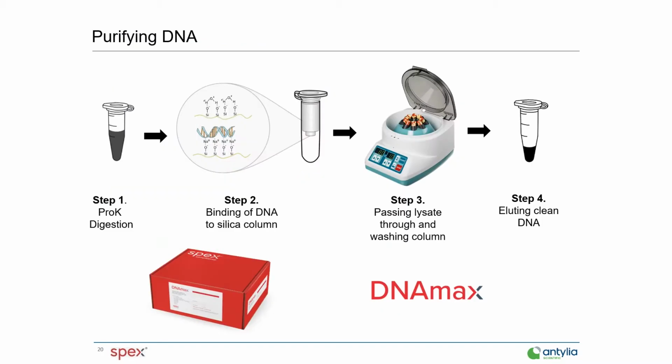For something like purifying DNA, you are first going to do some digestion, and in this case, something like Pro-K digestion. Then you are going to have to separate out your DNA from the rest of the cell material, and in many cases that means binding it to some type of column. Then you're going to pass the lysate through and you're going to wash your sample, and then you're going to elute off your clean DNA. You can do this individually, or you can buy kits like our SPEX DNAmax kit, which has all of the components in and the spin columns so that you're able to quickly purify your DNA.